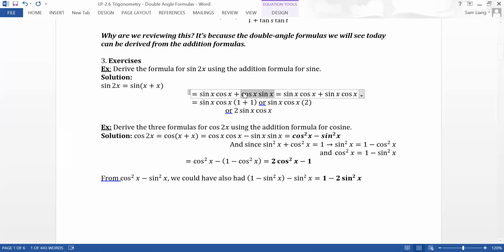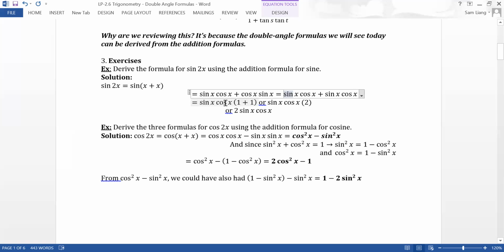Like 2 times 3 is the same thing as 3 times 2, right? So we're going to do that same thing here. Cosine x times sine x is equal to sine x cosine x, okay? And then here we can factor. So we have sine x cosine x plus sine x cosine x, which you can see as 2 sine x cosine x, right? It's like 2 of the same variable. So kind of like y plus y is 2y.